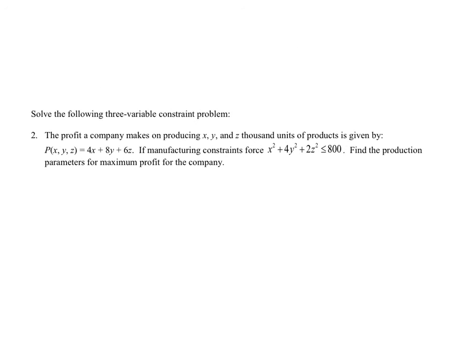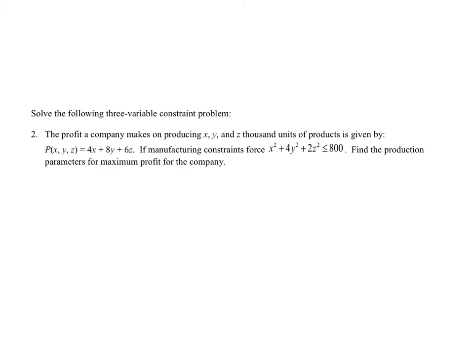All right, so for the next one, you can see the same general structure. This one you don't really have a graph to rely upon because, I mean, I don't even know what the meaning of this graph would be. This would be in 4 dimensions. All right, so the profit a company makes by producing X, Y, and Z thousand units of products is given by that. If manufacturing constraints force that relationship, find the production parameters for maximum profit for the company. So we know that we have to have a maximum out of this.